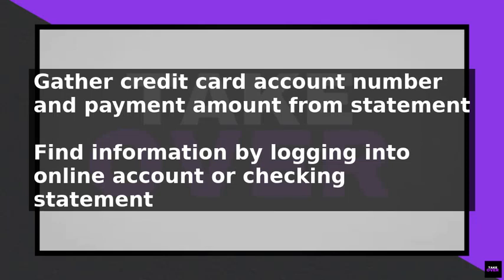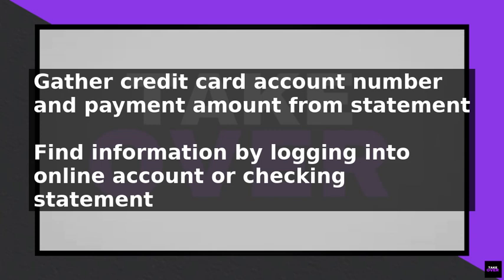To make a payment on your Capital One credit card, start by gathering the necessary information, including your credit card account number and the amount you want to pay. You can find this information on your statement or by logging into your online account. First, go to the Capital One website and log in to your account using your username and password.